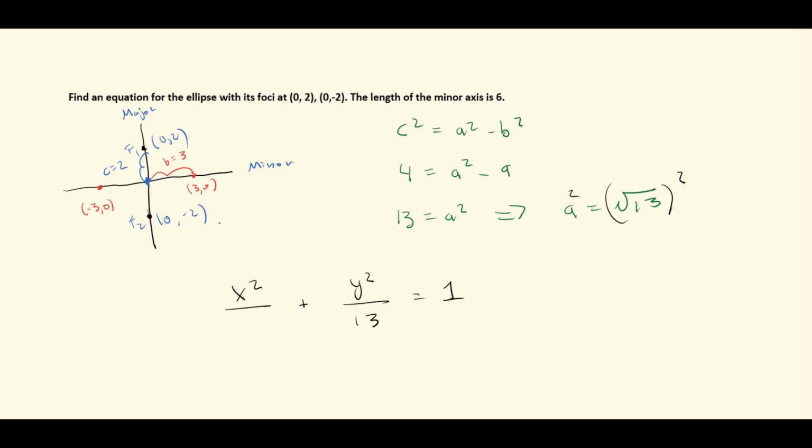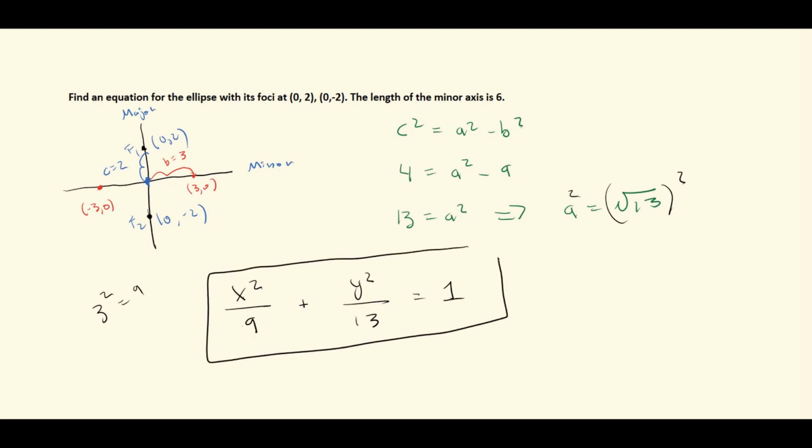And then that means that our minor axis is the x-axis. B is equal to 3. So 3 squared is going to be our b squared term. So that's going to be 9, because 3 squared is equal to 9. And that's it. This is our equation.